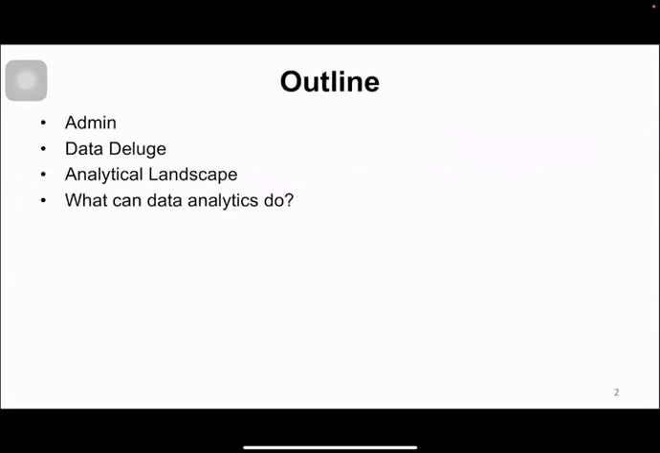Let's first have a look at the outline of this lecture, including admin and data deluge, analytic landscape, and what can data analytics do.